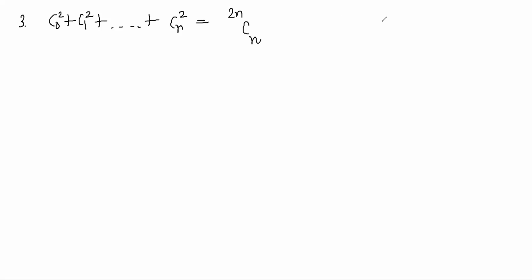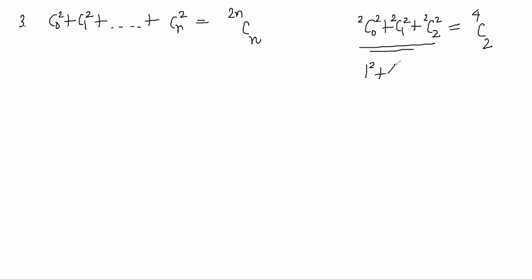Now let's confirm it for ourselves. Take C0 square plus C1 square plus C2 square, and let's say n is equal to 2. According to our prediction, it should be 4C2. So let's find this. 2C0 is actually 1, so 1 square, plus 2C1 is 2, so 2 square, which is 4, and this is 1.